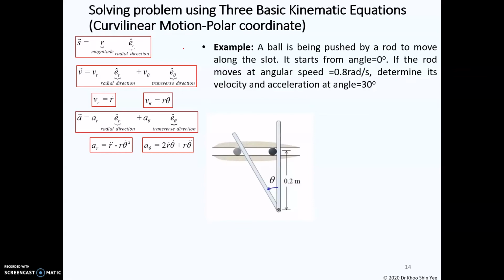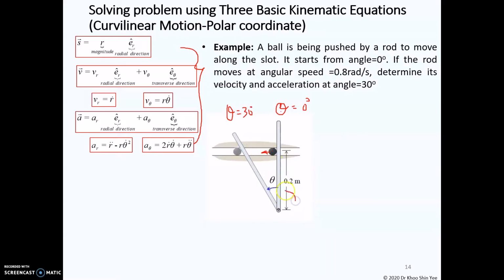In this example, we are going to use the equation generated by the polar coordinate to solve the problem. There is a ball pushed by the rod in the slot here. Initially, the angle is equal to 0 degree, and then after some time, it moves to angle equal to 30 degree.